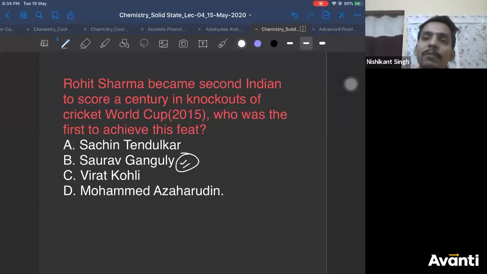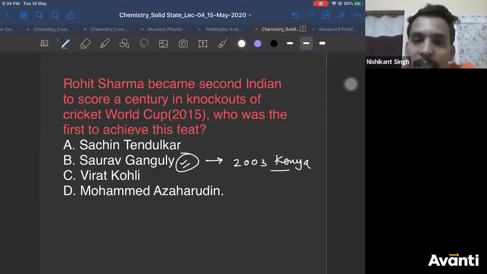Sourav Ganguly became the first Indian cricketer to hit a century in the World Cup knockouts, in 2003 against Kenya. And till date, the maximum number of centuries by an Indian cricketer in a World Cup is by Rohit Sharma, because of the recently concluded World Cup. Chalo, that's all for this.